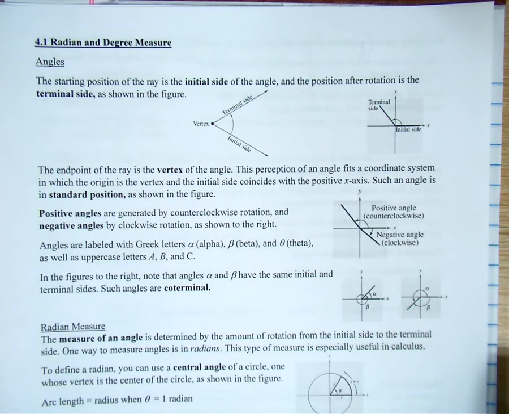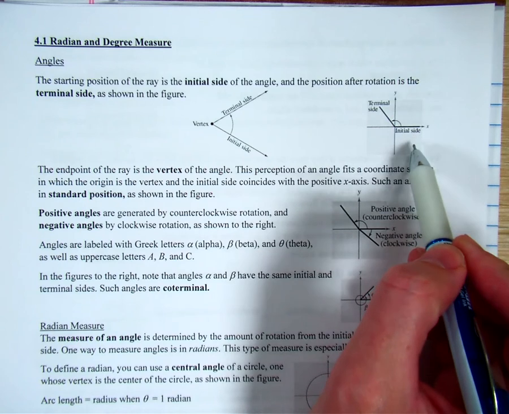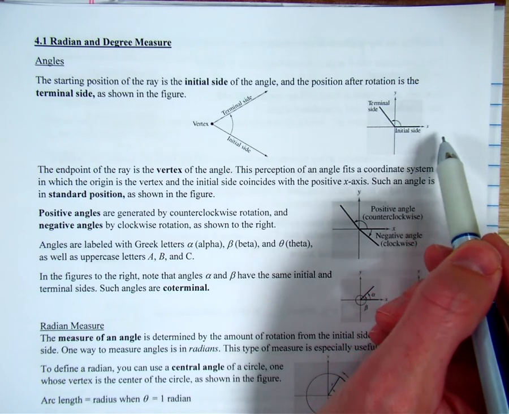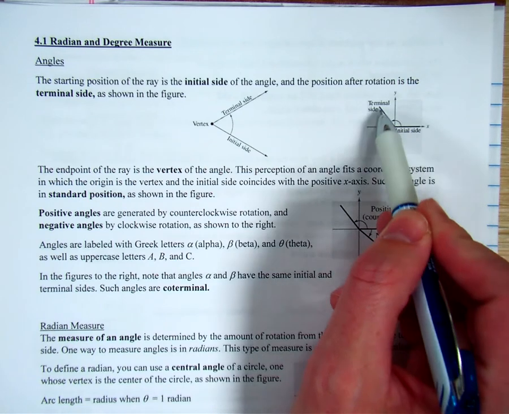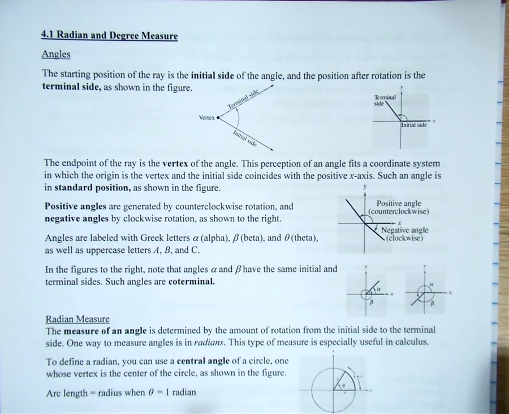The starting position of a ray is called your initial side of the angle, and the position after rotation is called your terminal side. Usually it's more like this. Over here, we're used to thinking about it on the XY scale, initial side rotating to terminal side. The end point of the ray is the vertex of the angle.